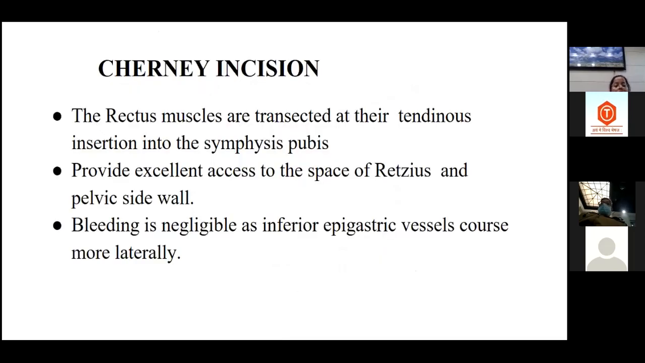Czerny's incision is a rectus freeing incision. The rectus are transected at the tendinous insertion into the symphysis pubis, and this incision provides excellent access to the space of Retzius and the pelvic side walls. Bleeding is negligible in this type of incision because the inferior epigastric vessels course more laterally in this area.